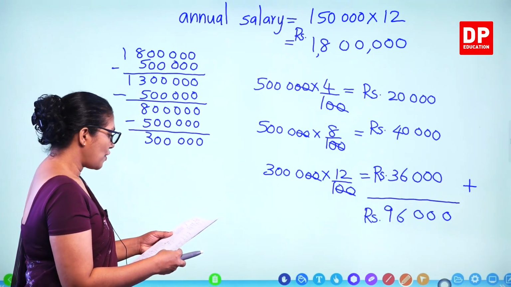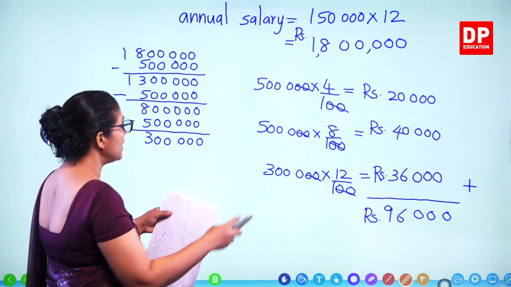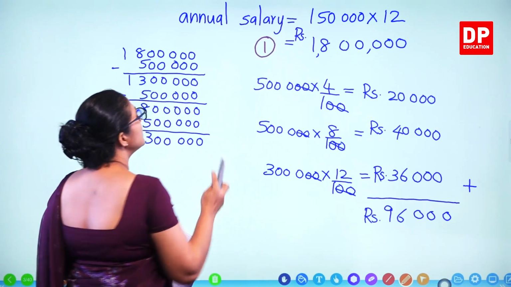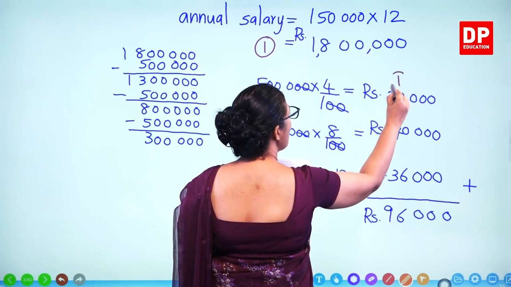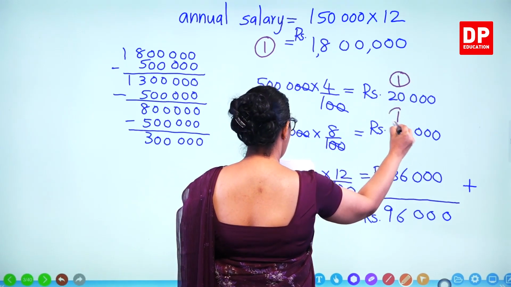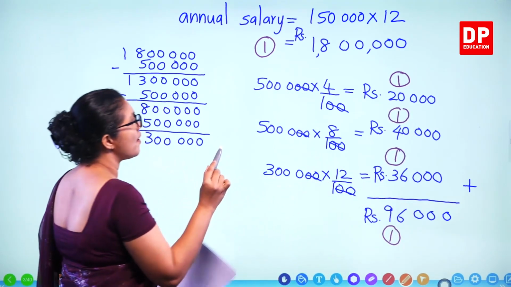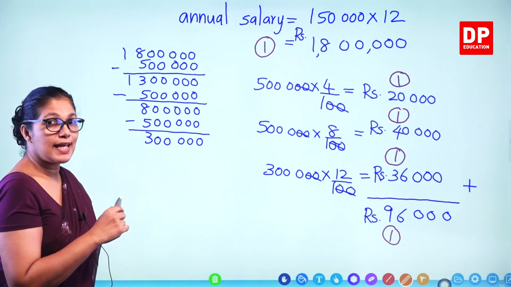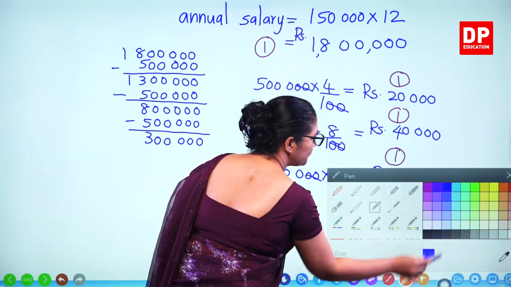So how many marks for that? 1 mark for calculating the annual salary, and then 1 mark for each step. 1, 2, 3, 4. So 5 marks for this one, and earlier we gave 5 marks. Altogether 10 marks for that question.